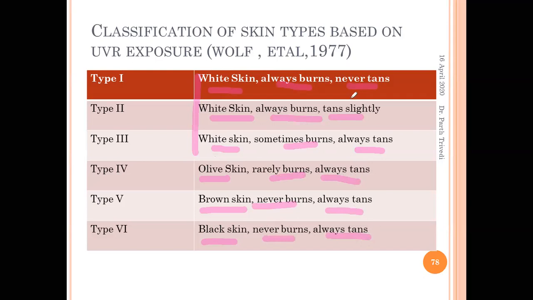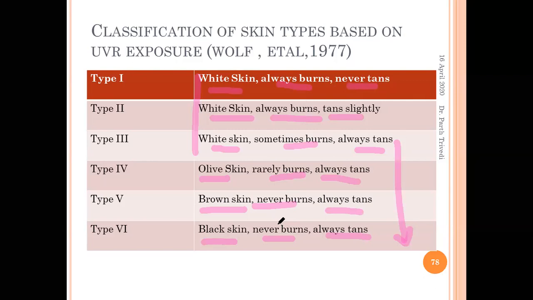Okay, so my suggestion to the students is that type 1 will never tan. Type 2 is slightly tan. Type 3 says always tans will start, and it will last till type 6 always tans, and only the burns will change. So you have already memorized that type 1, type 2, and type 3 are white skin. Type 4 is olive skin. Type 5 is brown skin. Type 6 is black skin.